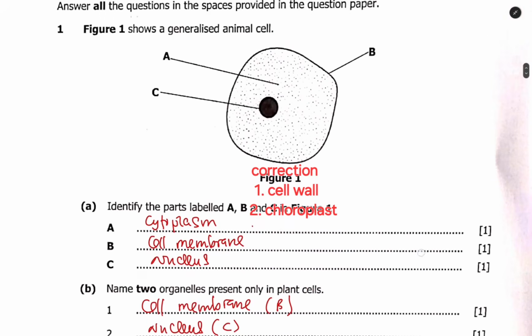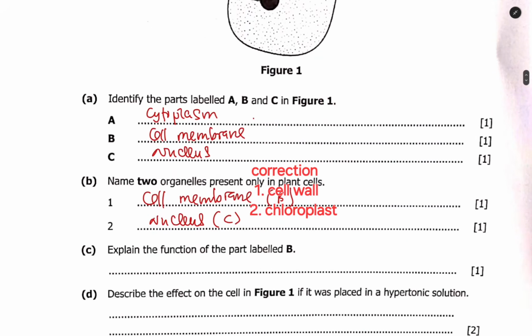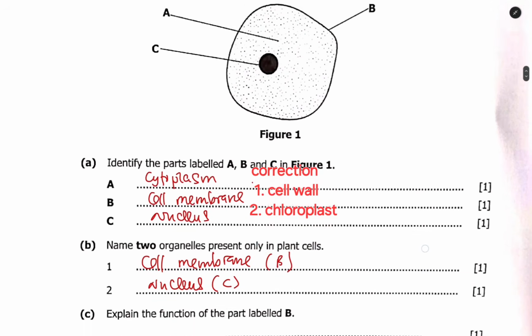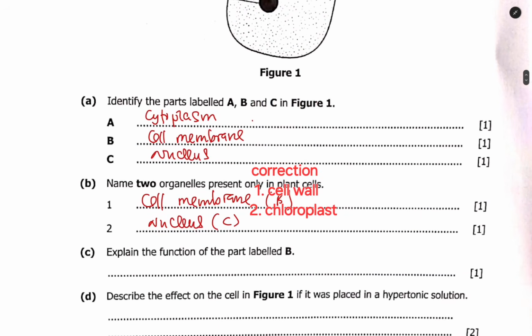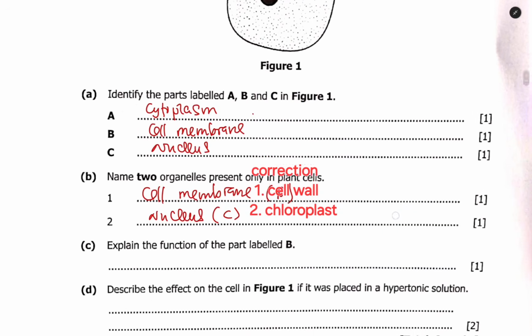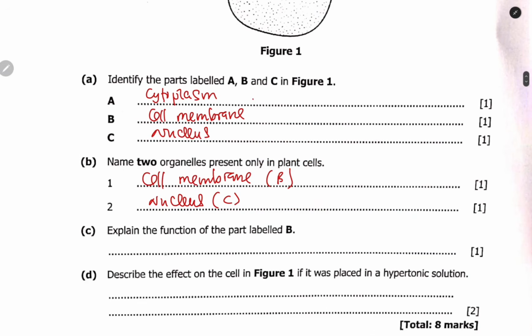Then C, explain the function of the part labeled B. The part labeled B is the cell membrane. So what is the function of the cell membrane? The function of the cell membrane is simply to control the movement of substances in and out of the cell.